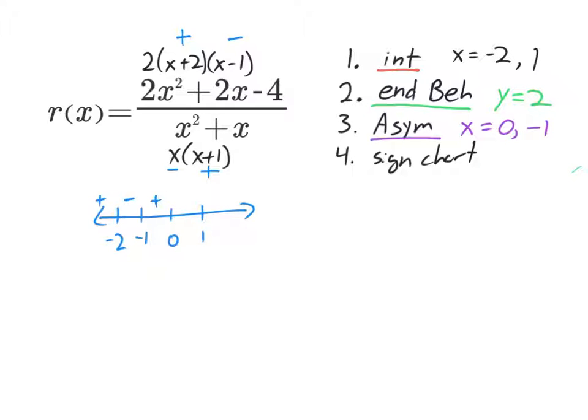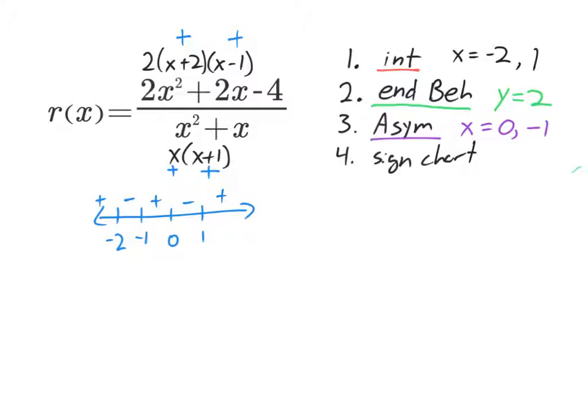Then 0.5, that's going to change this one. So that's now going to be negative. And then something big, like 2. So this is positive now. This is positive, and this is positive. So everything's positive, so this is positive.